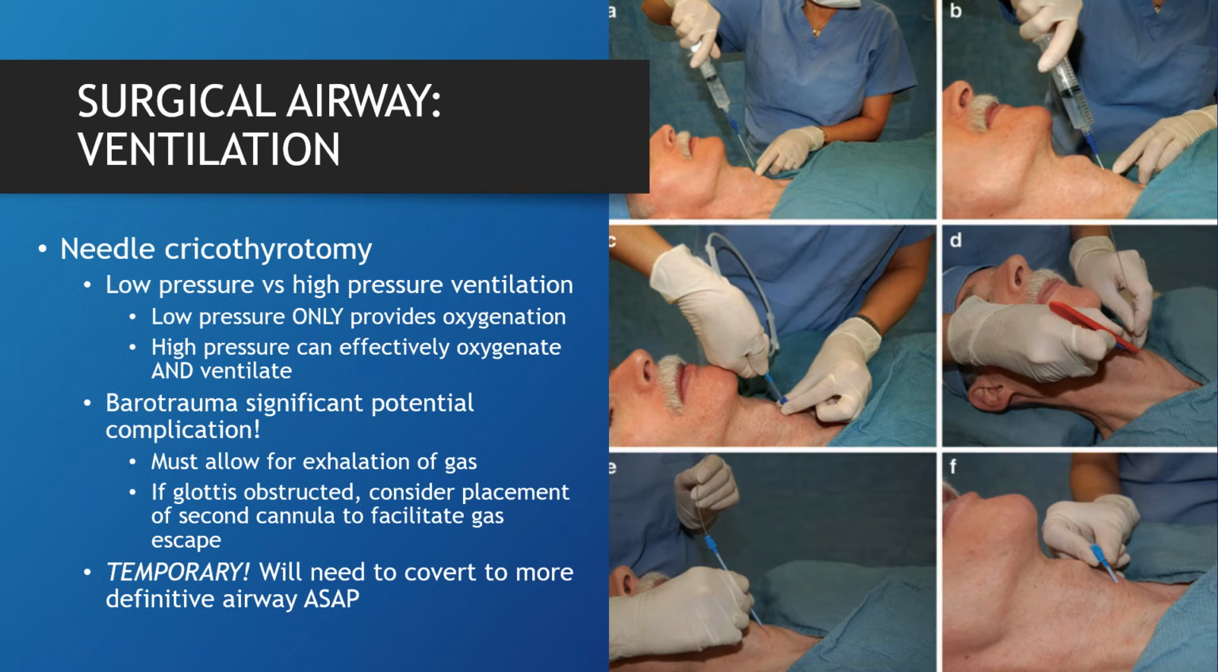Barotrauma is a significant potential complication with either of these techniques, especially with high pressure ventilation, and you must ensure adequate exhalation of gas. If the glottis is unobstructed, gas can escape through the glottis. But if the glottis is obstructed, you should consider placing a second cannula in order to facilitate adequate gas exchange. And a reminder that this is definitely a temporary airway, and a more definitive airway will need to be established as soon as possible.